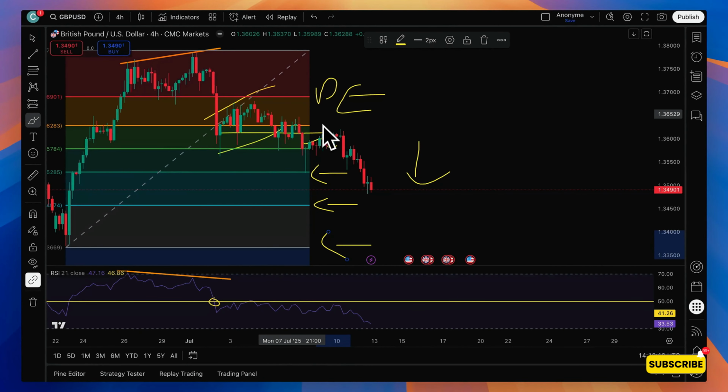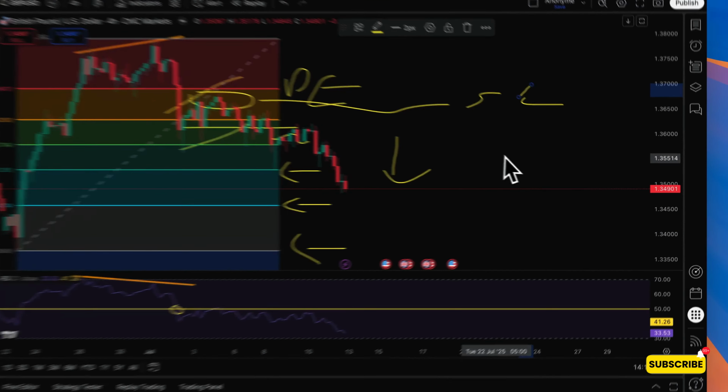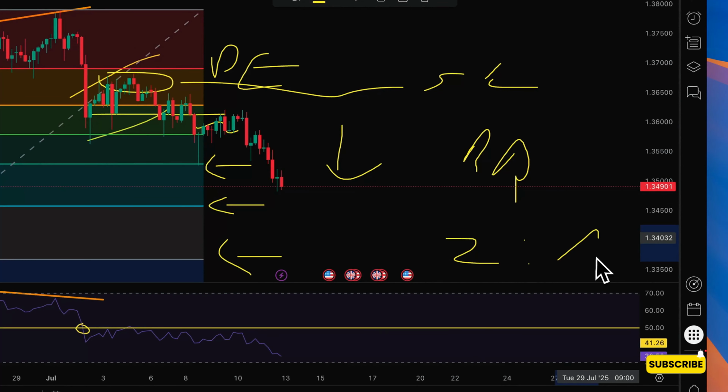Then you place the stop loss at this spot. Here, you have the stop loss. It's about 100 points. So, to have a good risk-reward ratio, you'll aim for at least 2 to 1.